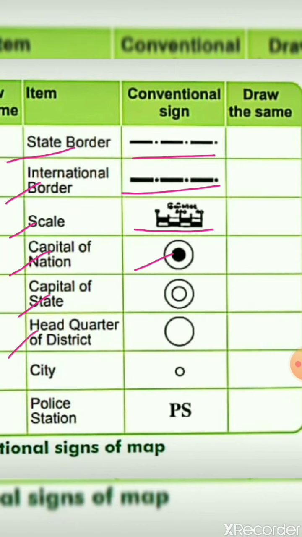Then the headquarter of district. If you want to see district headquarter, the conventional sign is this. Okay, wherever you see this sign, that means there is a district headquarter. For city, the sign is this. And for police station, the sign is PS. Same thing you need to draw it over here.